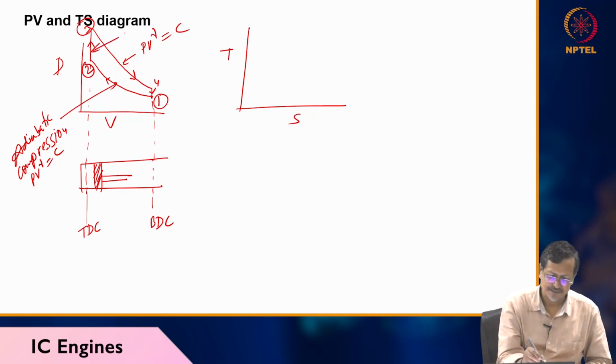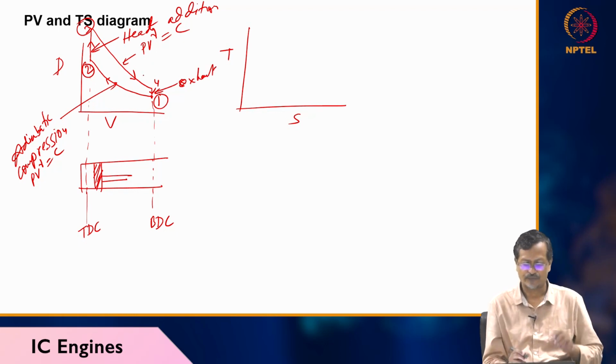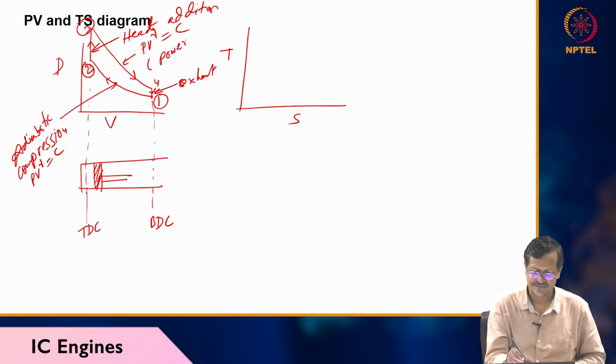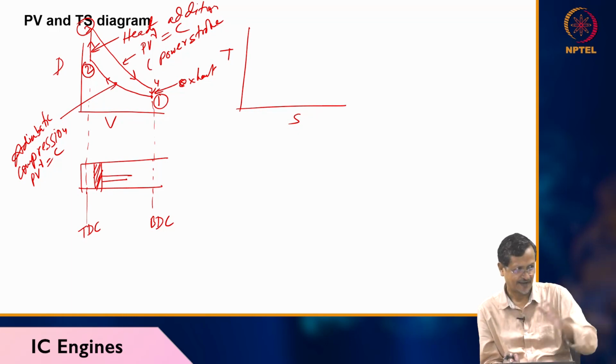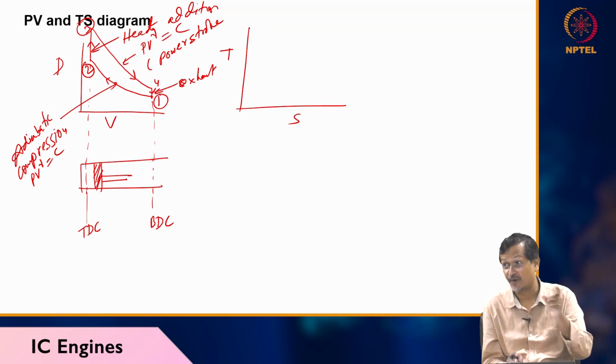So the 2 to 3 process is heat addition. 4 to 1 is exhaust. And when we are getting power, 3 to 4, this is the power stroke. When the piston is moving TDC to BDC at very high pressure, because of the high pressure gas, we are getting power. So this is called the power stroke.